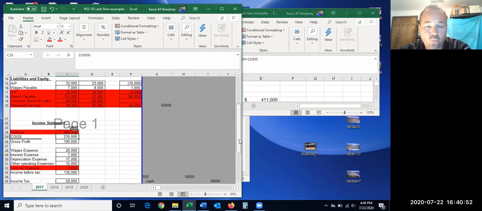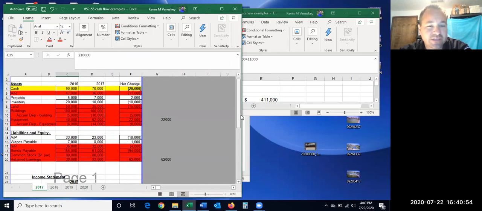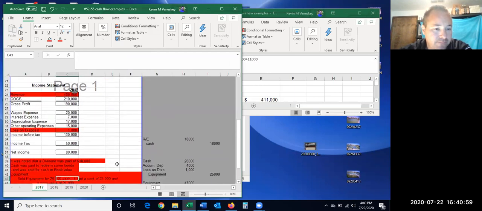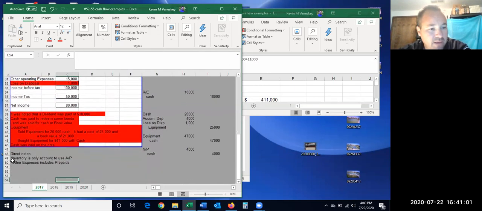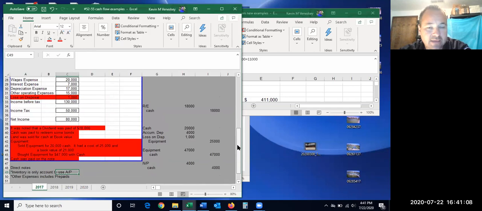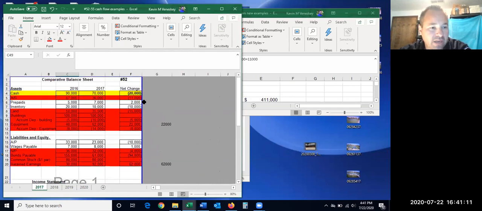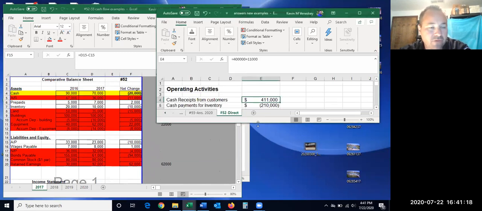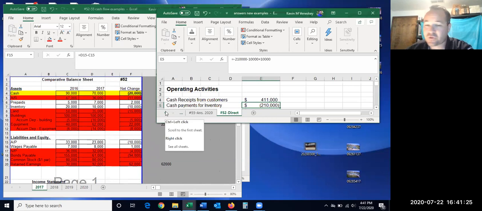210. We spent money for our merchandise. And then it tells us down here in our problem, this is where the direct notes come in. Inventory is the only account that uses the accounts payable. So we're going to look at cost of goods sold, inventory, and accounts payable. So when I come down here to cash payments for inventory, I start with the 210 because I paid for that cost of goods sold.